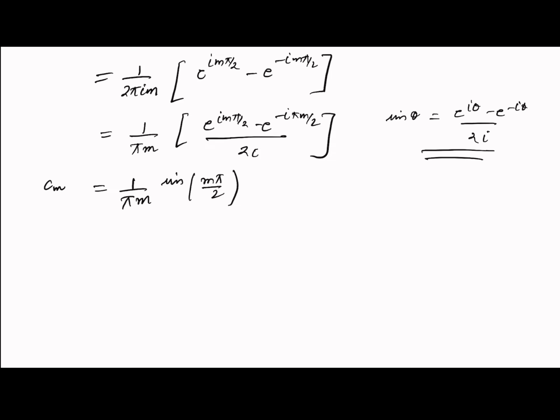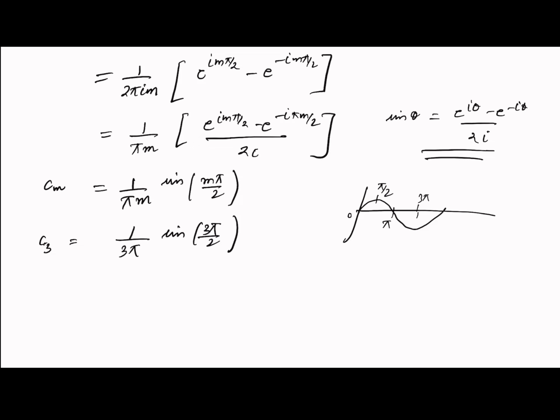This is c_m. Now in the question they have asked the third coefficient c3, so c3 will be nothing but 1 upon 3 pi sine of 3 pi by 2, and sine of 3 pi by 2 is what? This is pi by 2, this is pi, this is 3 pi by 2. So sine of 3 pi by 2 is minus 1. So it is minus 1 upon 3 pi.